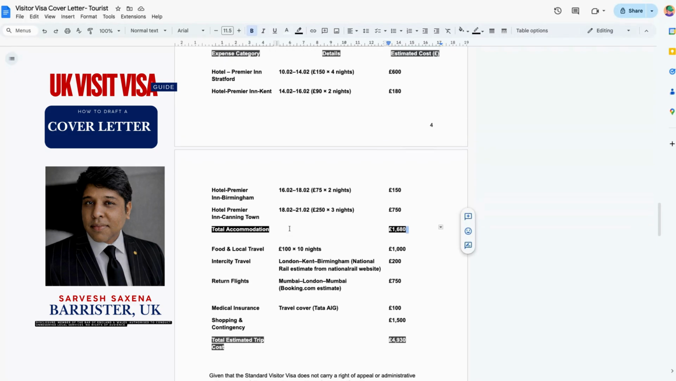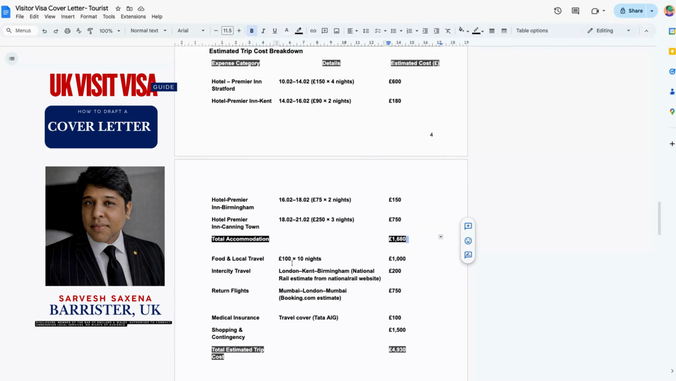Then for food, I have estimated £100 times 10 nights, that's £1,000, because this also includes local travel by tube, which is the underground train, right? And I think for a single person this is sufficient. If you like to eat in a five-star hotel, then clearly this is not sufficient. But if you like to order from Uber or something, I think you're good to go, right?